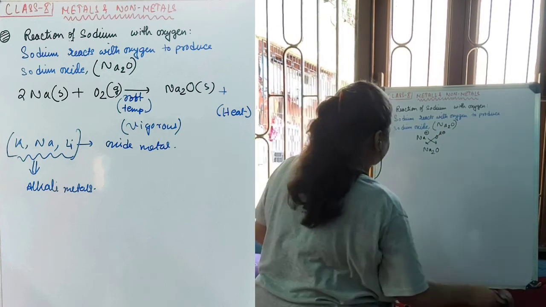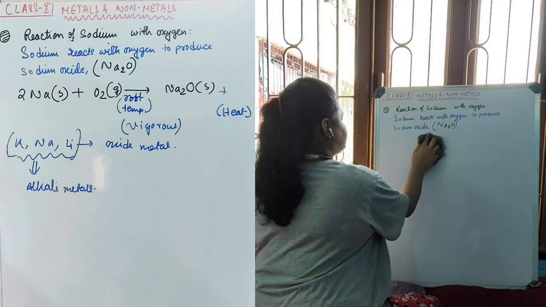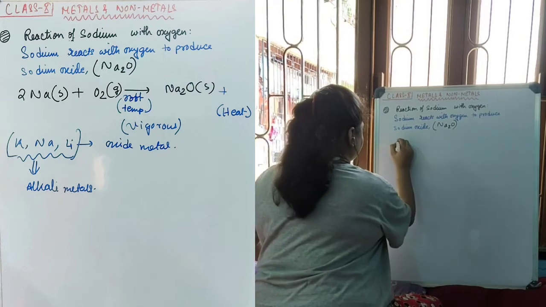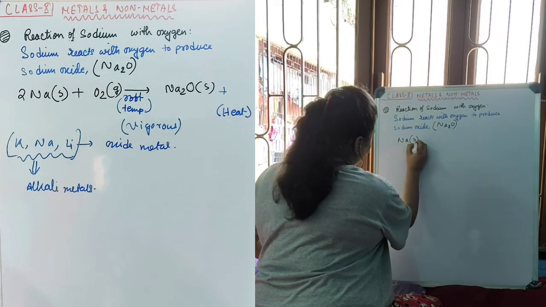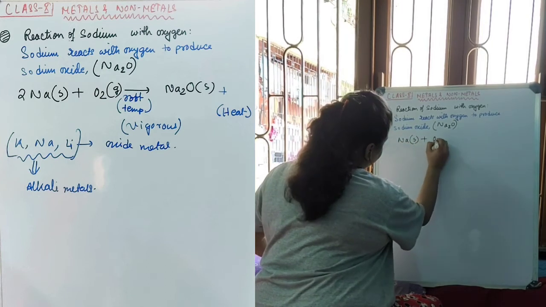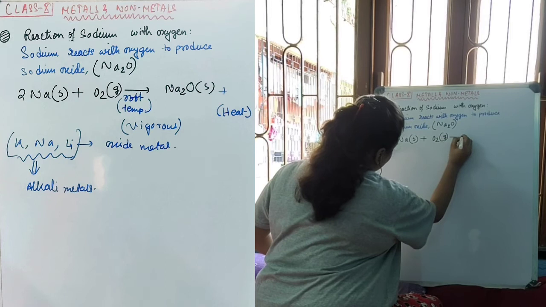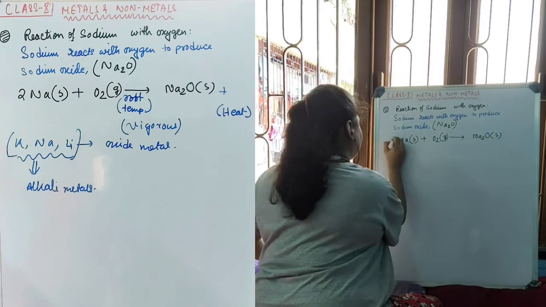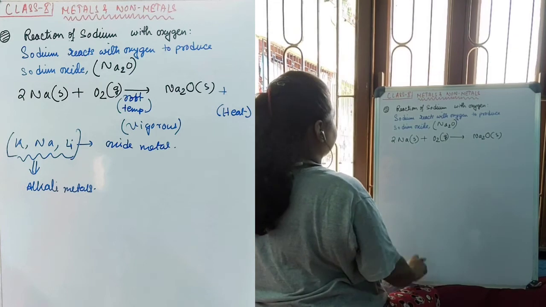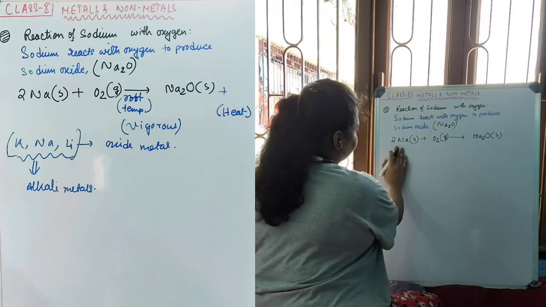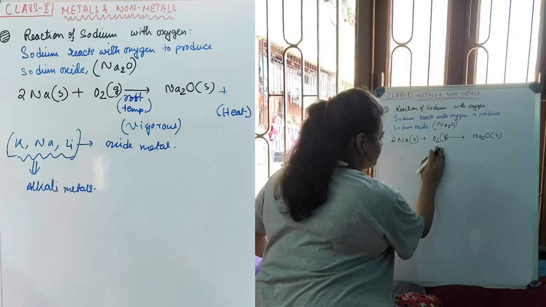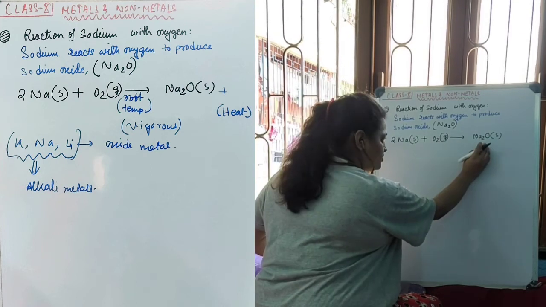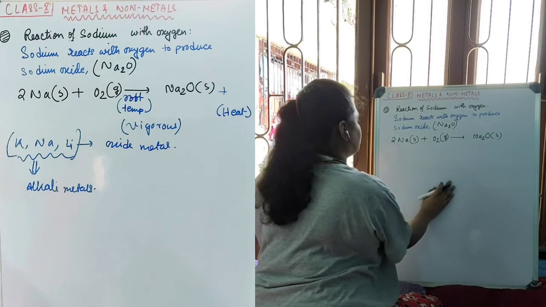The chemical reaction that is followed is sodium in its solid form reacting with oxygen in its gaseous form and producing Na2O in solid form. Twice the amount of sodium is required. That is, 2 molecules of sodium in its solid form are reacting with 1 molecule of oxygen in its gaseous form and producing sodium oxide, 1 molecule of sodium oxide in its solid form.